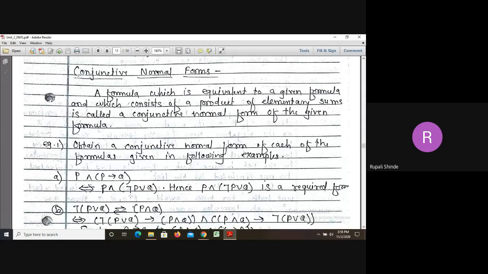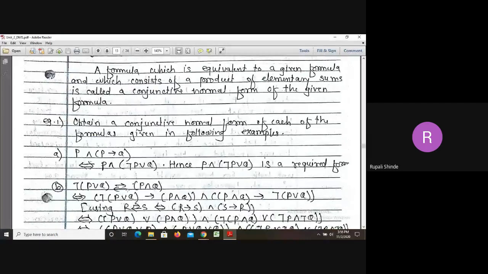That is a product of elementary sums. P, and the second one is negation P or Q. These are elementary sums and these two are connected together by AND operation, or product operation. That's why this is a product of elementary sums. Okay. Have we understood? Yes, ma'am.